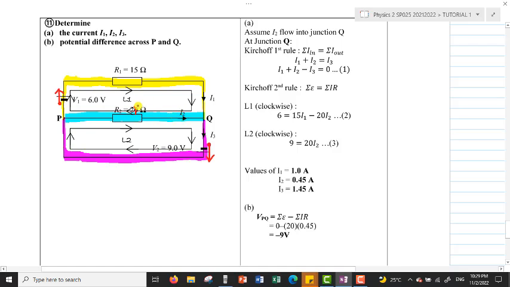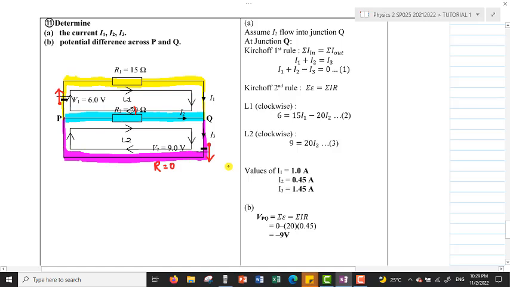This I2 flowing through the 20 ohm resistor, so we have positive 20 I2. But for I3, in this circuit path where we have current I3, we do not have any resistance. The resistance is 0 for the circuit path below here, so we are not going to have any I3 multiplied by 0, so it will be 0. So we have equation 3.